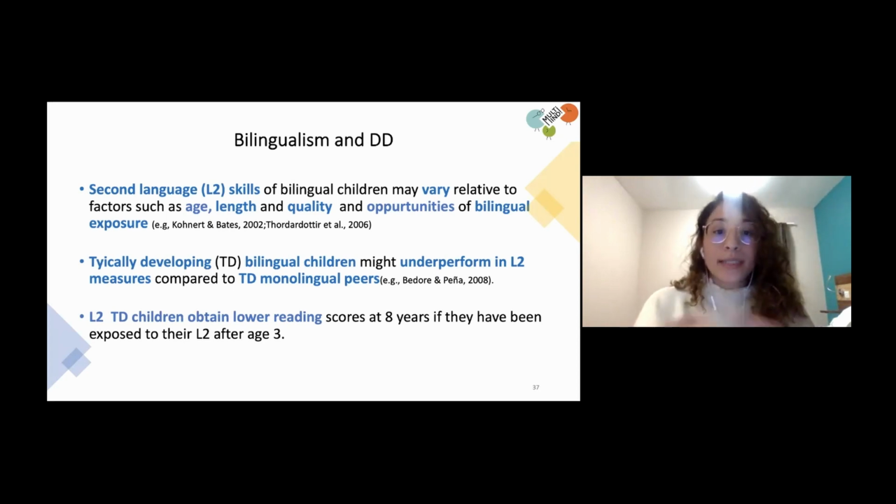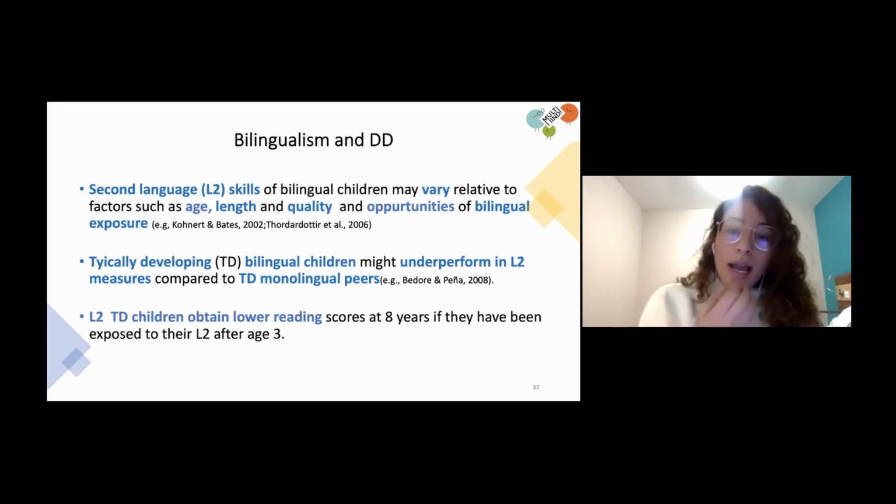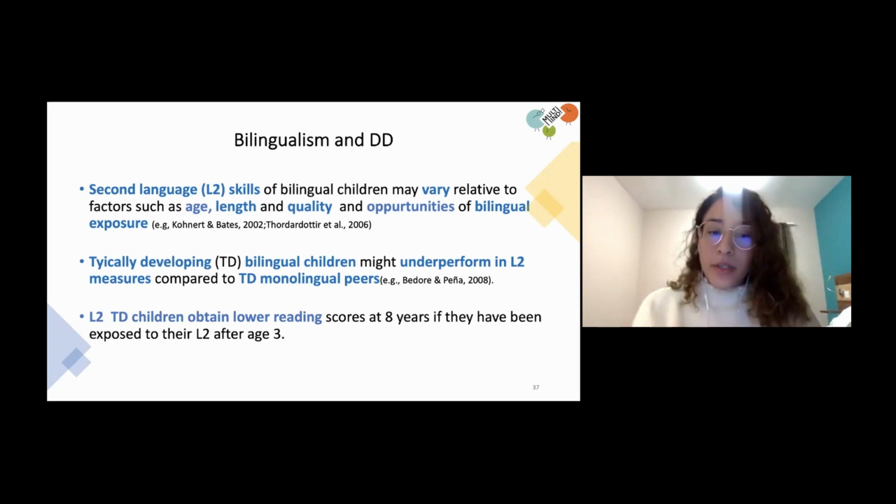We also know that typical bilingual children seem to underperform monolingual peers on measures of their second language, whether it is reading or language in general. So bilingual children perform a little bit below typical monolingual children on measures of, for example, reading and language. And research has shown that bilingual children also seem to obtain lower reading scores if they were exposed to the second language after the age of 3.